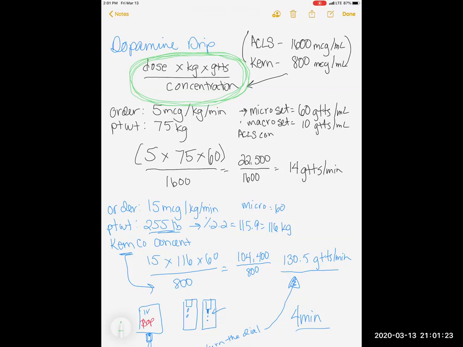So if you're using, let's say, epi, and it's just a microgram per minute and there's no kilogram, then you don't have to worry about that. It depends on your dose. Is your dose kilogram based? Then add it in. If your dose is not kilogram based, then take it out and just do your dose times your drip set over your concentration.